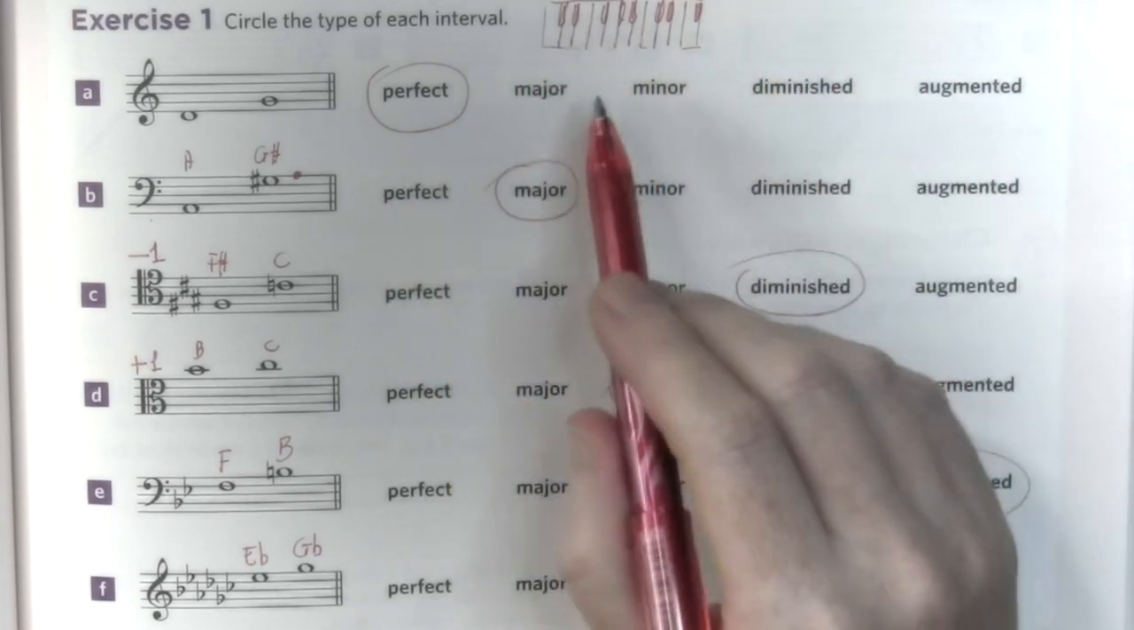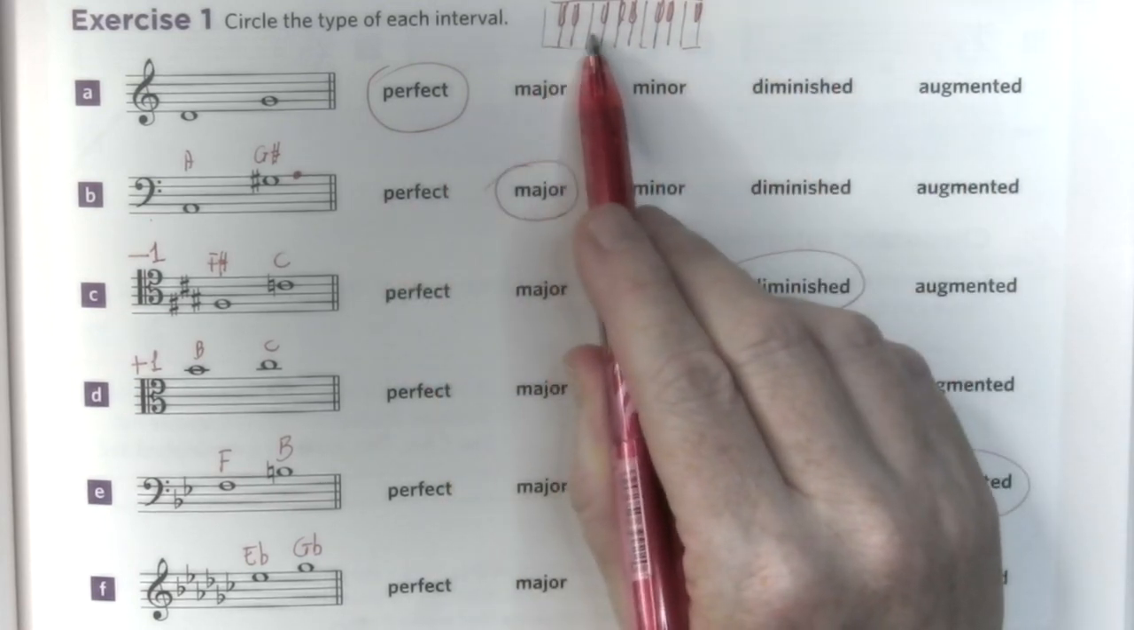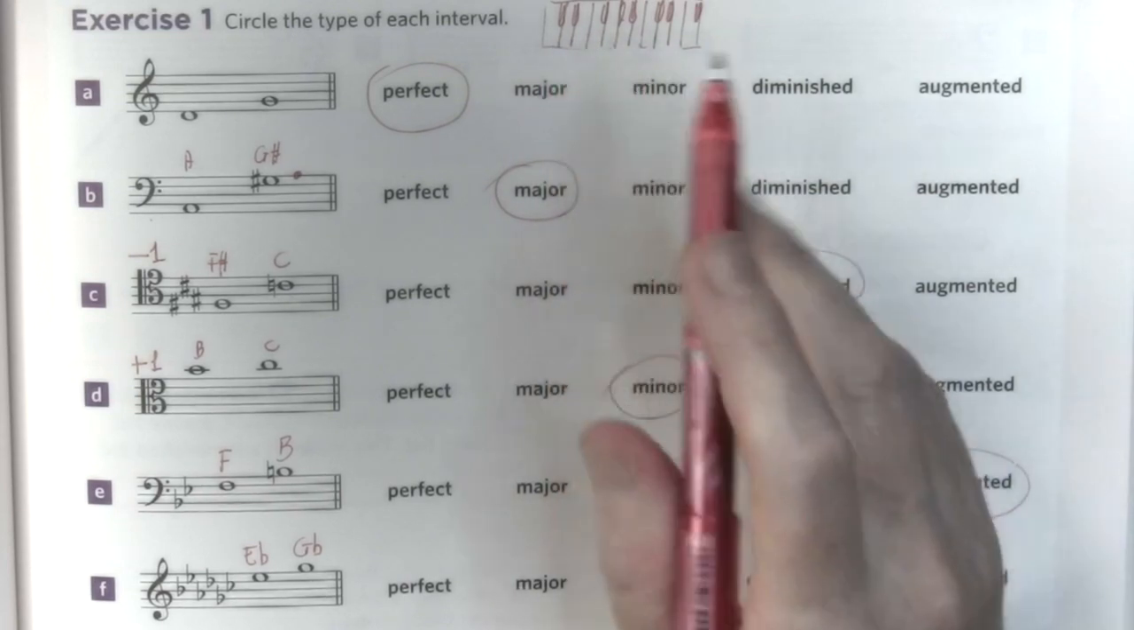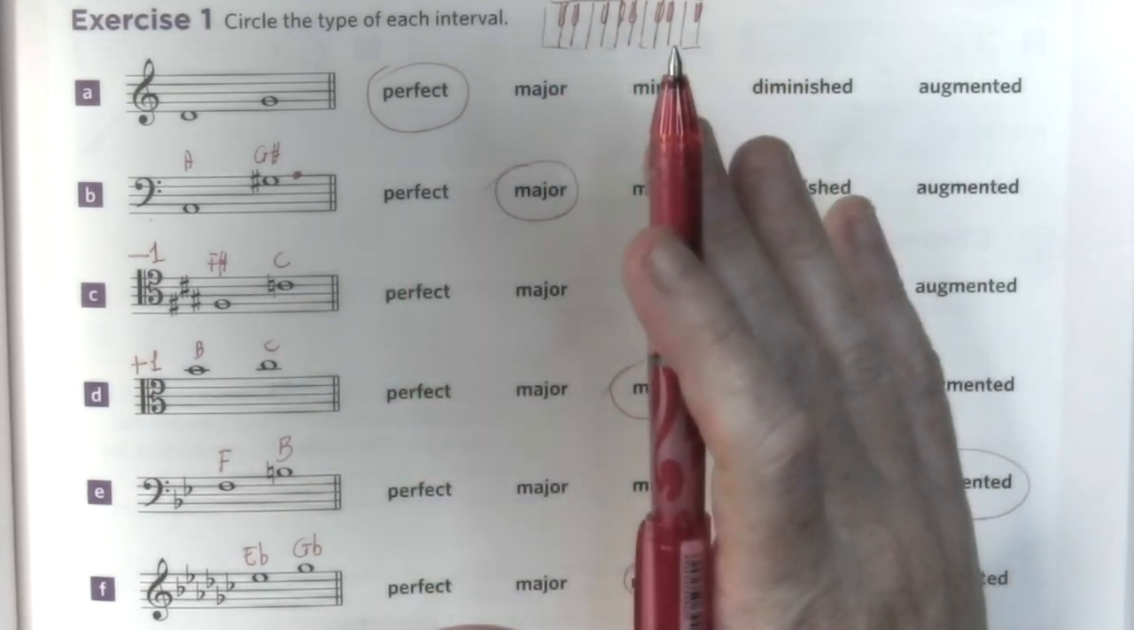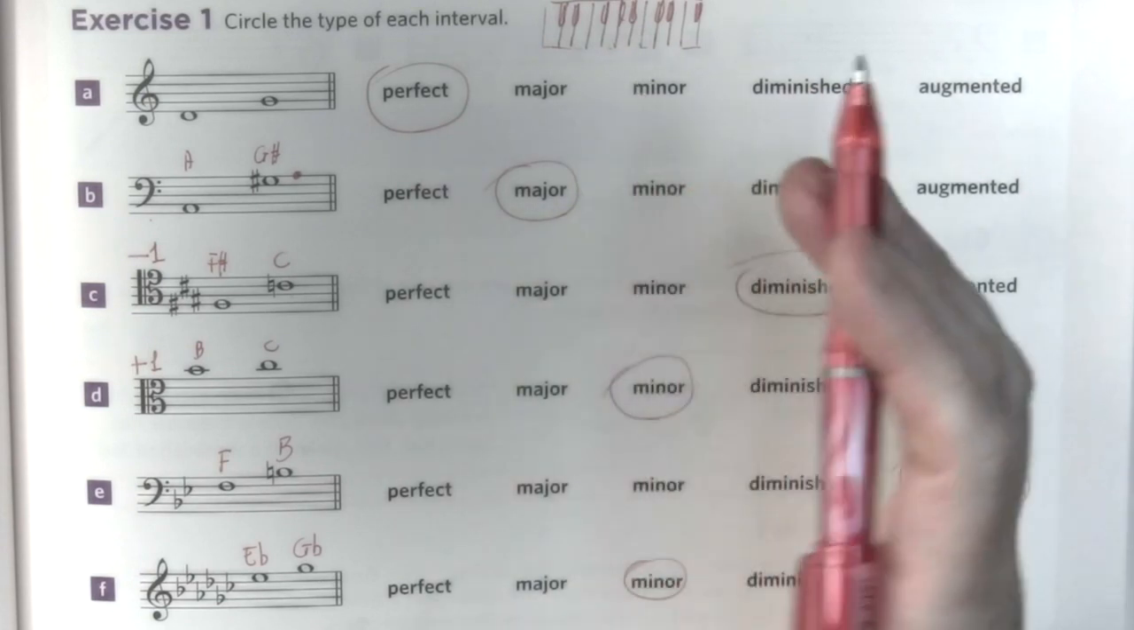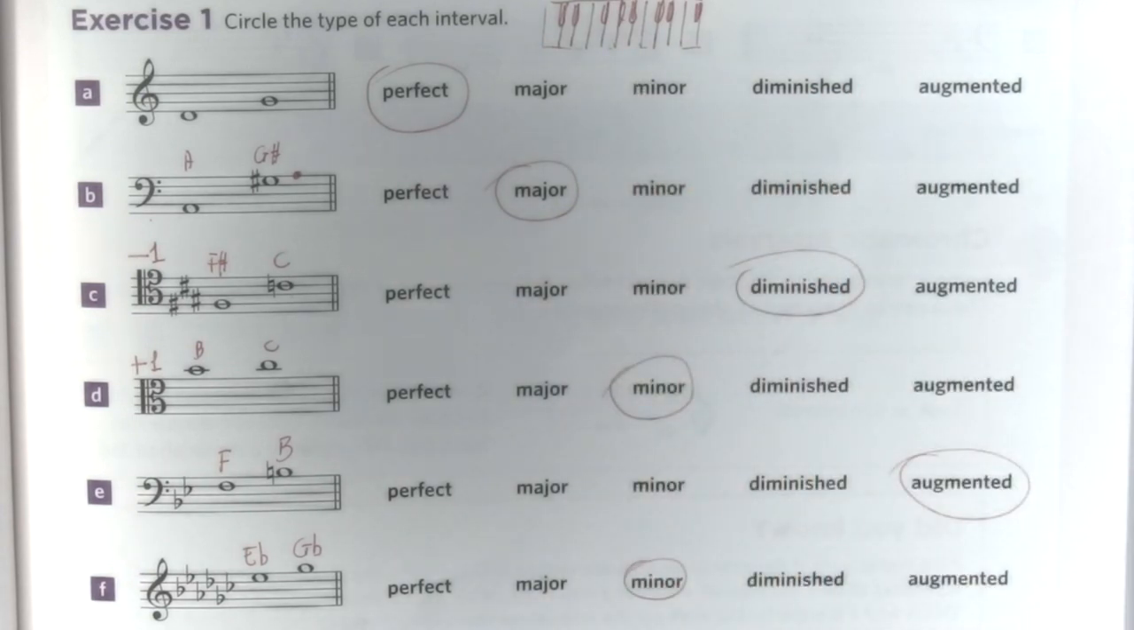So easy. 1 tone, 2 tones, 2 and a half, 3 and a half. So the odd numbers are the perfect intervals, basically. Okay? Does this make sense? Let me know if not. Let's go to exercise 2.